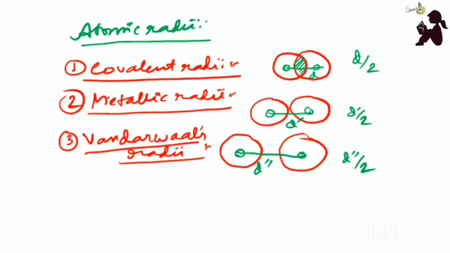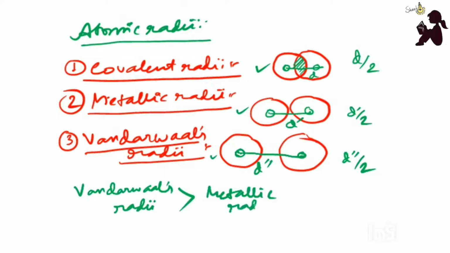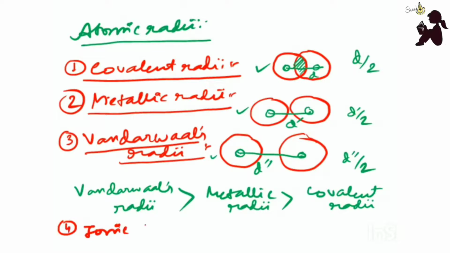So from these figures, you can easily conclude that van der Waals radii is greater than metallic radii, which is greater than our covalent radii. There is also a fourth radii, which is our ionic radii. So from the name, you can just guess that between 2 ionic elements, the internuclear distance will be there, the ionic radii.